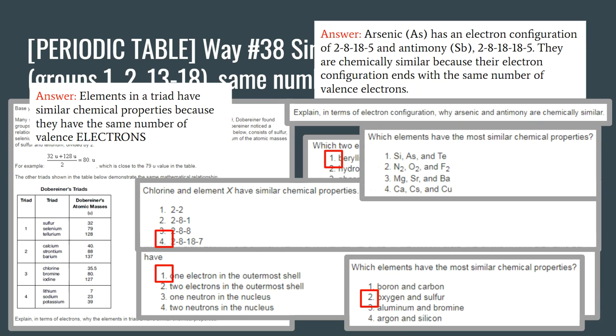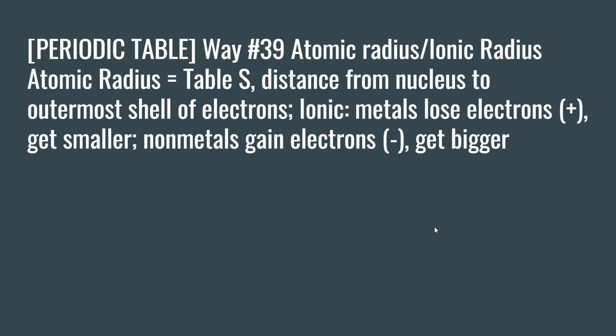Which elements have the most similar chemical properties? If you selected 3 as the correct answer, you got it right. Mg, Sr, and Ba all belong in group 2. They all end in a digit of 2. In their electron configuration, they all have the same number of valence electrons.